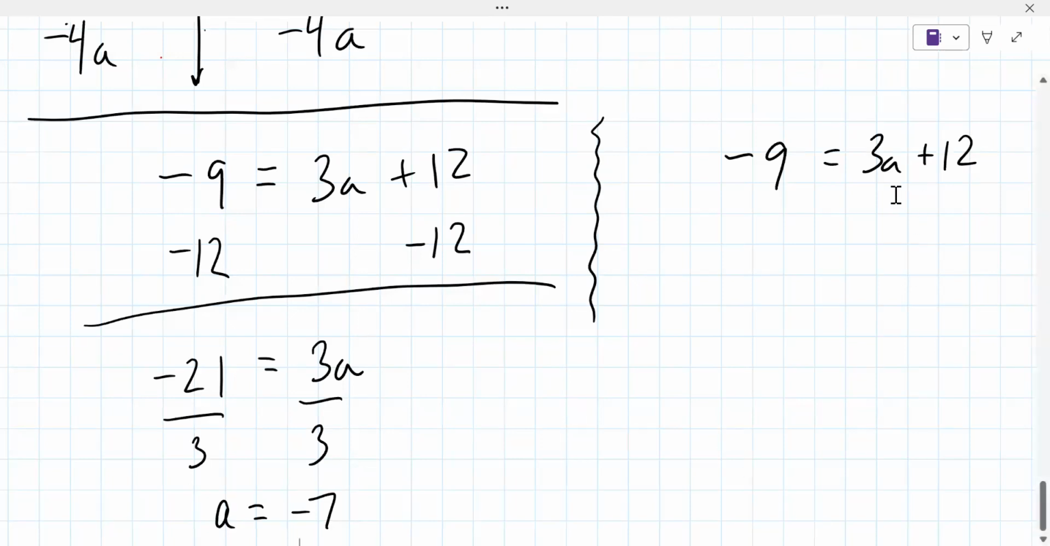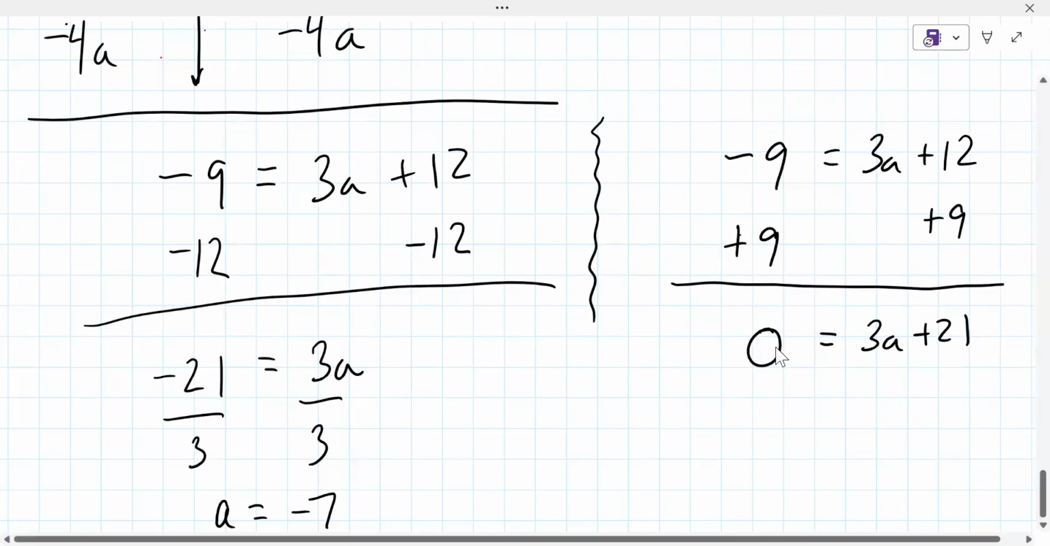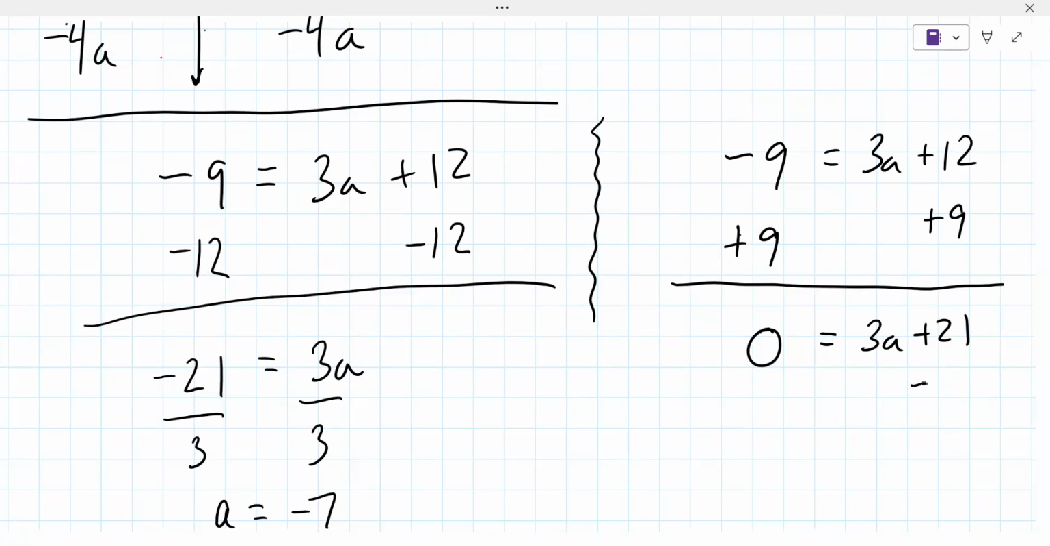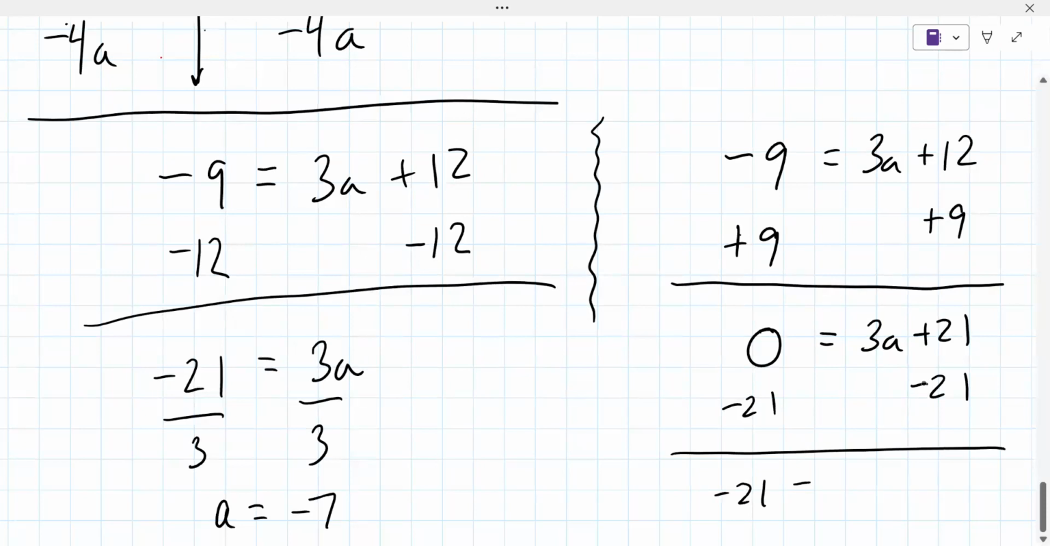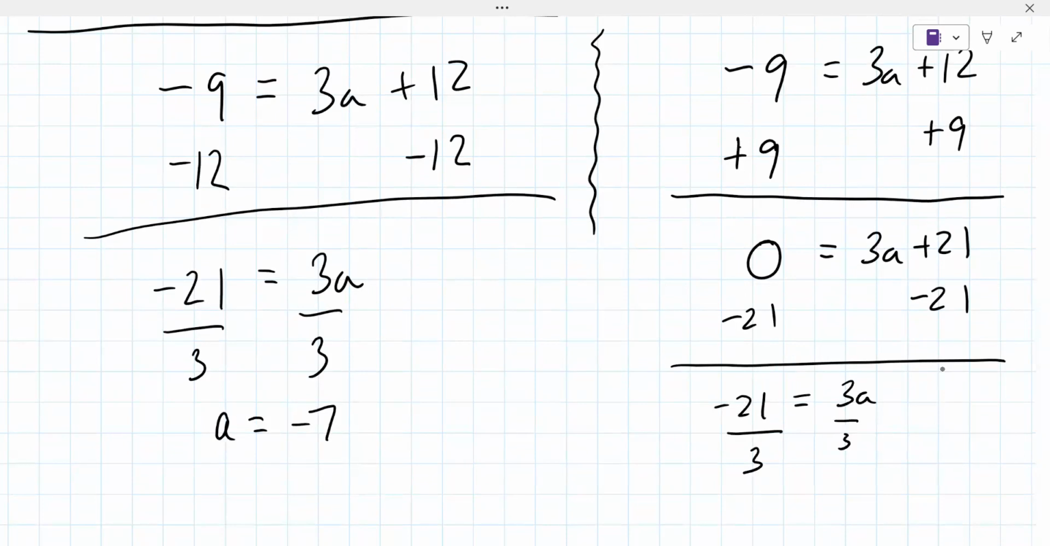All right, so can I show you? I want to show you this other way here, because what you said isn't wrong. It isn't wrong to add 9 to both sides, but it does lead to a little bit of extra effort here. So when you add 9, minus 9 plus 9 is 0. 3a plus 12 plus the 9 is 3a plus 21. You're now in the same predicament that you were before. You have to move this number to the other side of the equation. You have to subtract 21. So you get minus 21 equals 3a. You still divide by 3. And you still get a equals minus 7, but just a little bit more effort there.